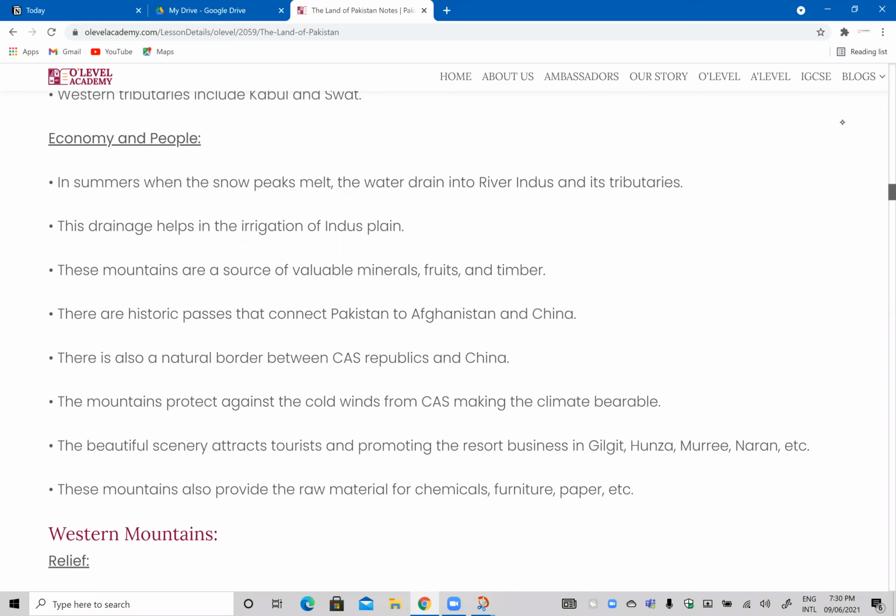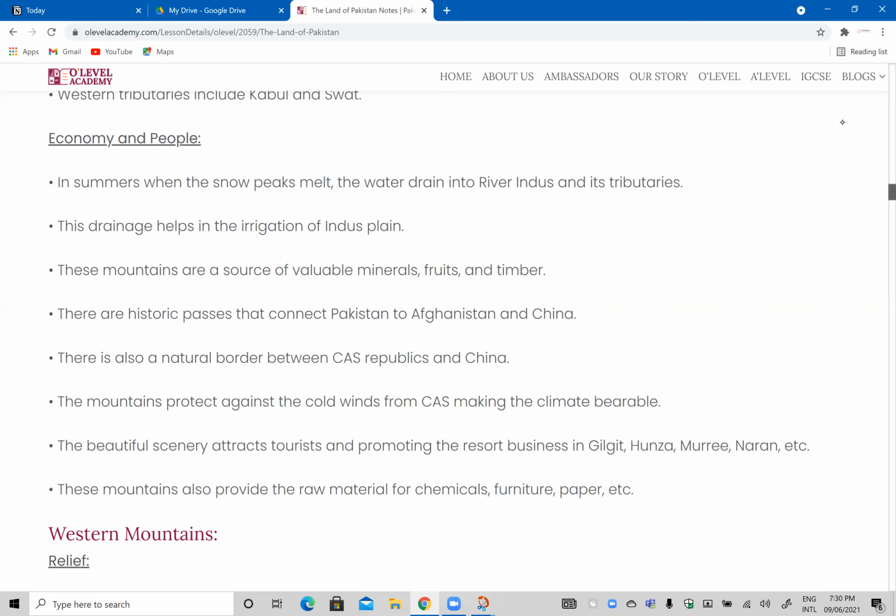Then if you talk about these raw materials, again, we can use these raw materials for our industries. For example, chemicals, we can use for the pharmaceutical industries, paper, furniture from the wood, and for textile industries. So you can directly support your economy. You can directly connect these points to the economy of Pakistan, right?